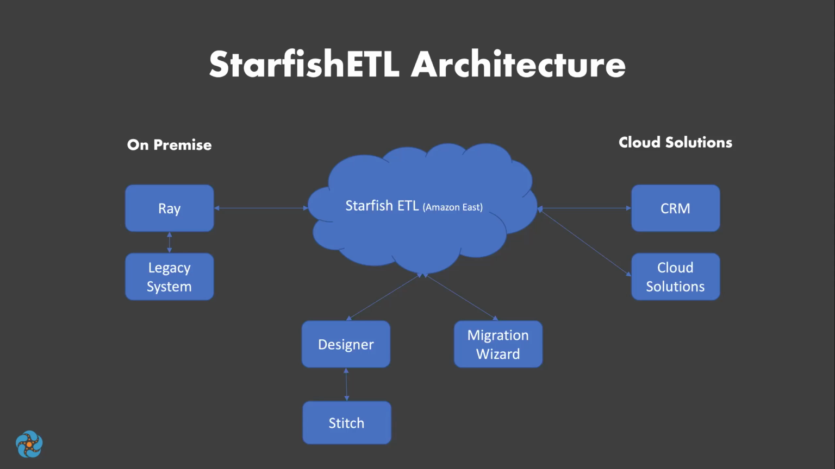Behind the firewall for on-premise, we have our light footprint Ray. Ray is actually one arm of a starfish, just so for those of you who want to know how we got the name. And Ray sits behind the firewall and can communicate with its legacy system. It can wake up and talk to Starfish, or it can be event-driven. And then obviously, because we have a slew of connectors, we can connect to pretty much any cloud solution.